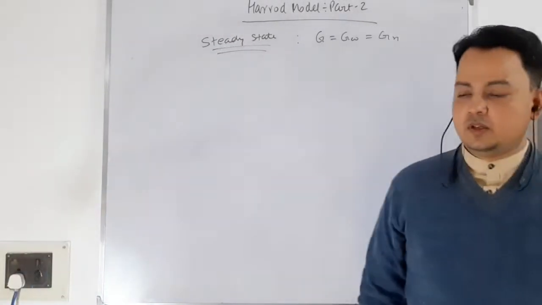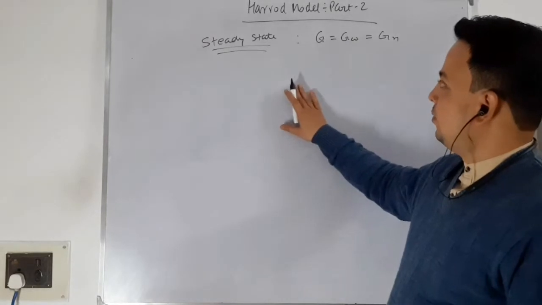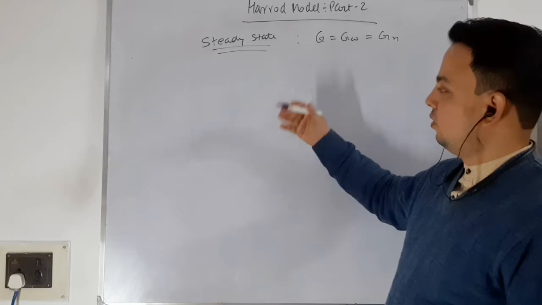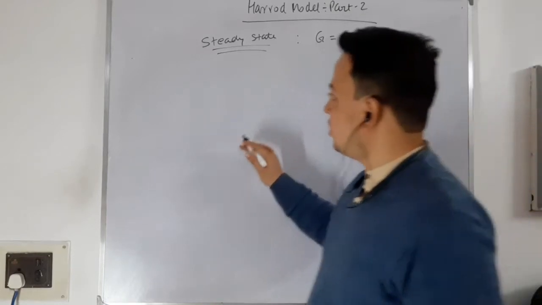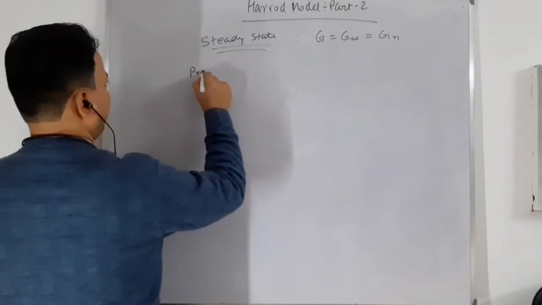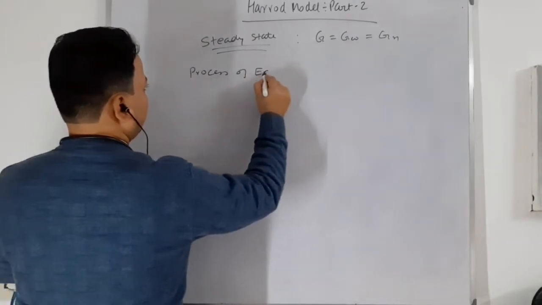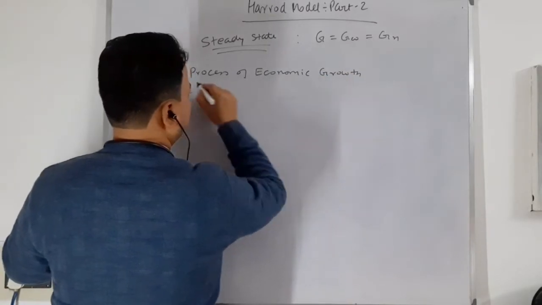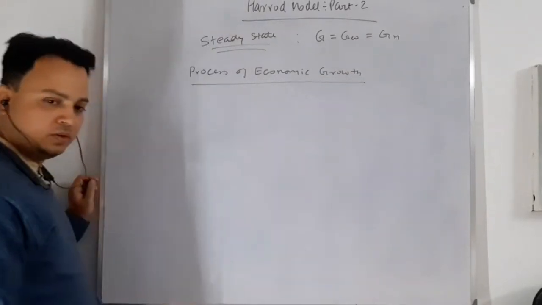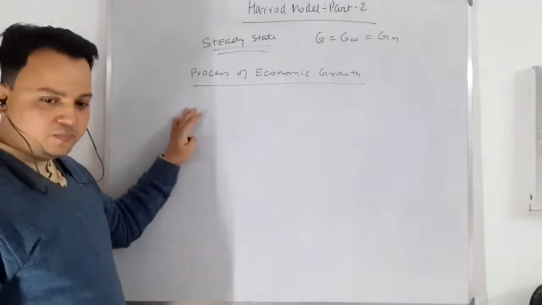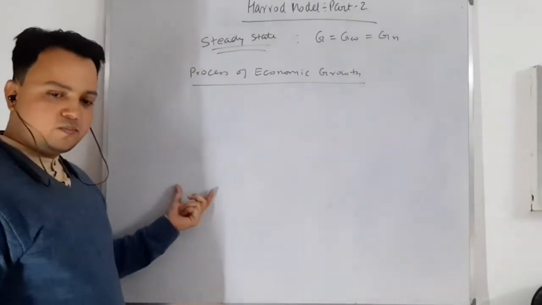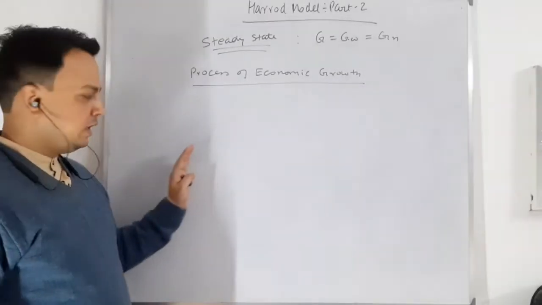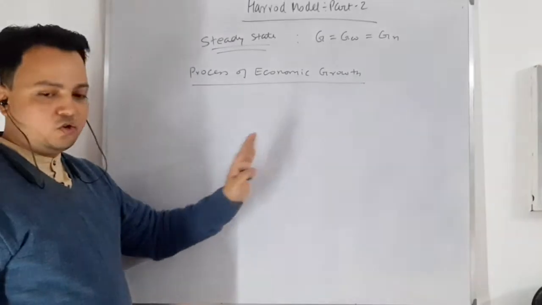In today's lecture, before I proceed to look at the knife edge equilibrium, let's talk about the process of economic growth in the Harrod model. In the Harrod model, we have used the accelerator principle, so we will use it to understand the process of economic growth. What is economic growth? It is a sustained increase in output over time.